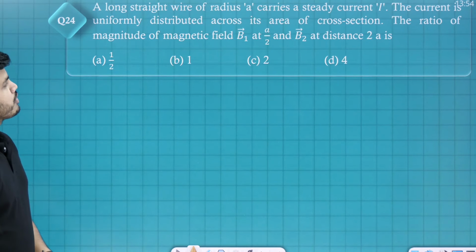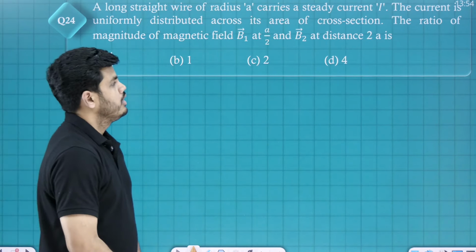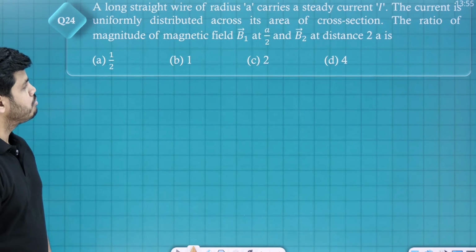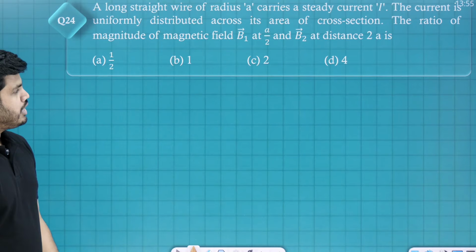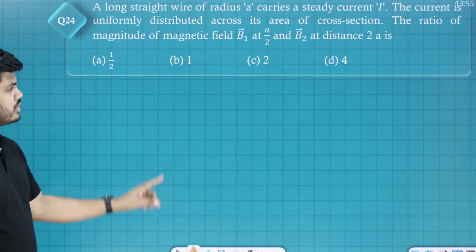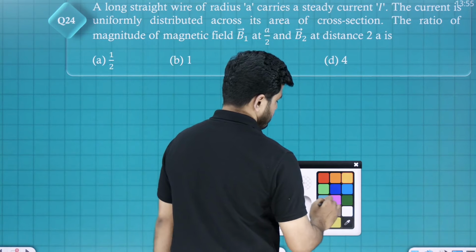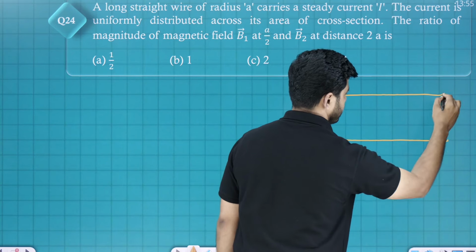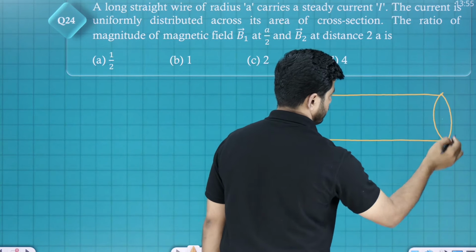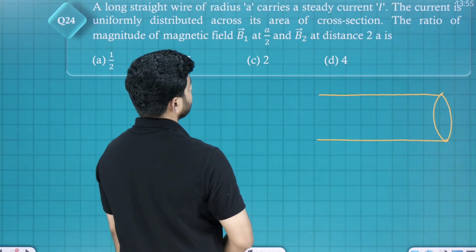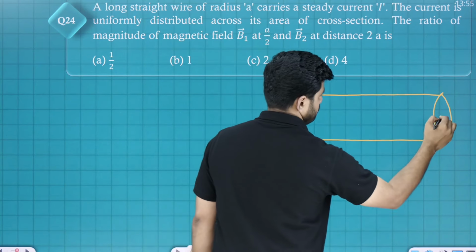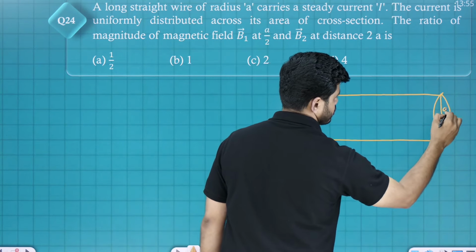Next one. A long straight wire of radius A carries a steady current I. The current is uniformly distributed across its area of cross-section. Find the ratio of the magnitude of magnetic field B1 at A by 2 and B2 at a distance 2A. So this is a question based on magnetic field due to a current carrying conductor, right? So we have a conductor of radius A, area of cross section. The radius of the cross section is A, given.